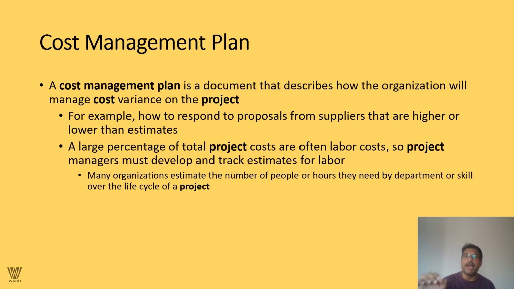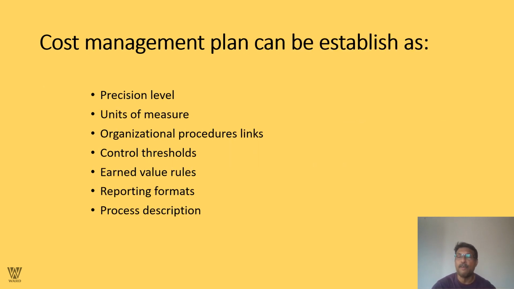A cost management plan, what exactly is it? It is nothing but a document that describes how the organization is going to manage the cost and any variances if there are any. For example, how to respond to a proposal from a supplier that is higher or lower than the estimates. A large percentage of the total project cost is often labor cost. So the project manager must develop and track estimates of labor every now and then. More and more organizations estimate the number of people, or should I say the number of man hours they need, by department or skills over the life cycle of a project.